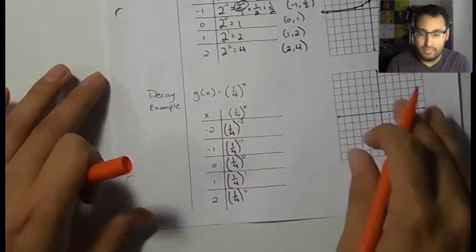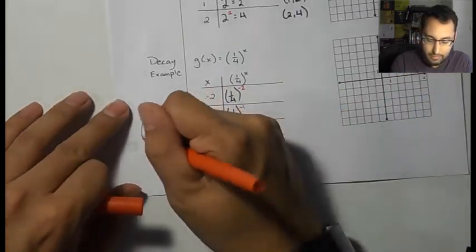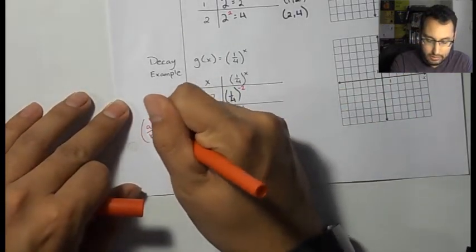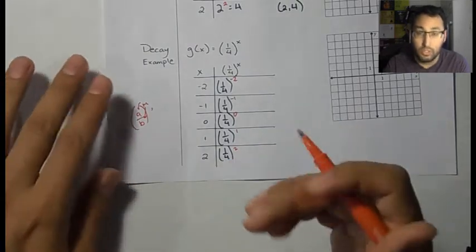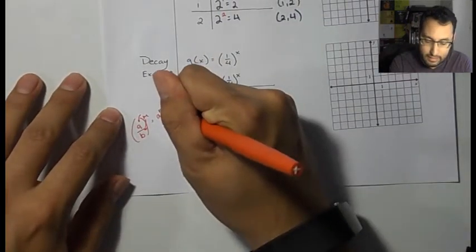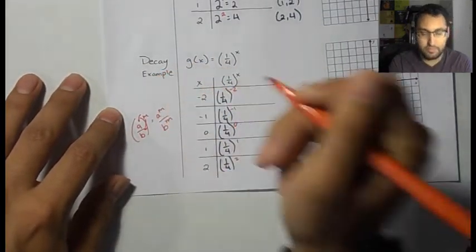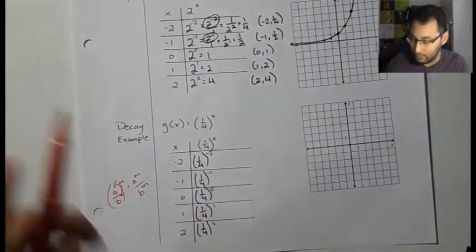Now, a property I'm going to write off to the side, you don't have to write this in your notes, is that when we have a fraction, a over b to the, we'll say m power, the m is applied to the exponent of both the numerator and denominator. So this becomes a to the m over b to the m. So we're going to have to keep that in mind with this.